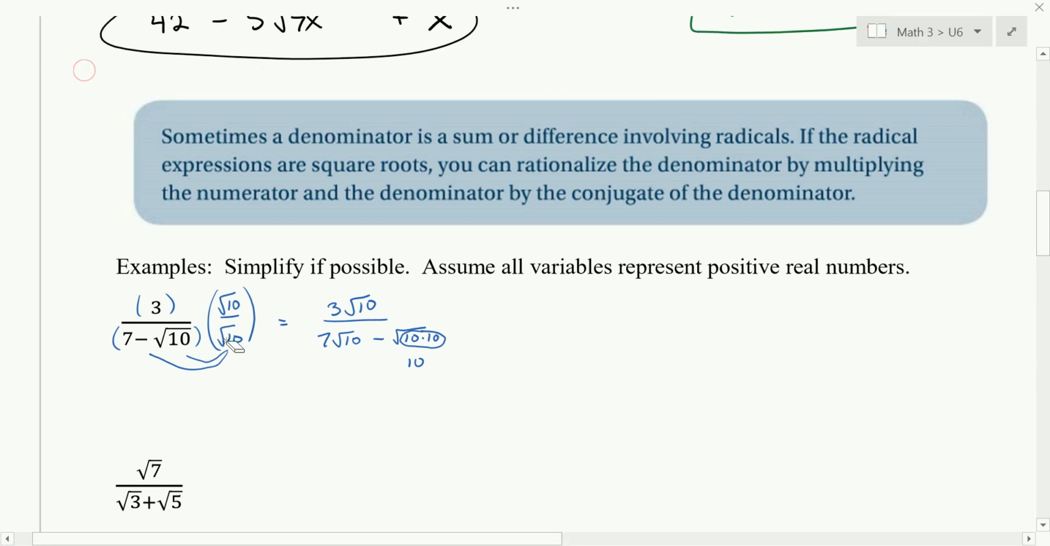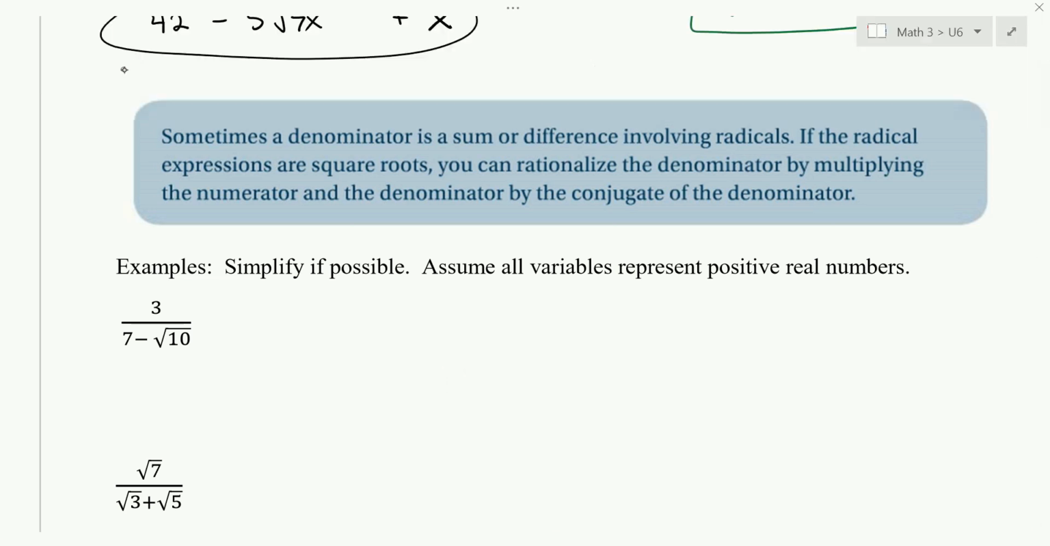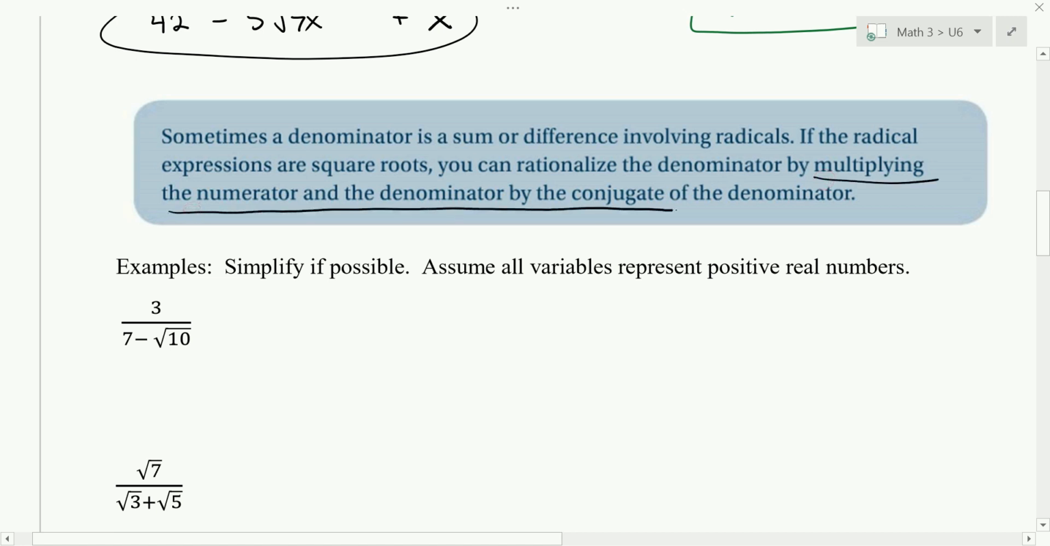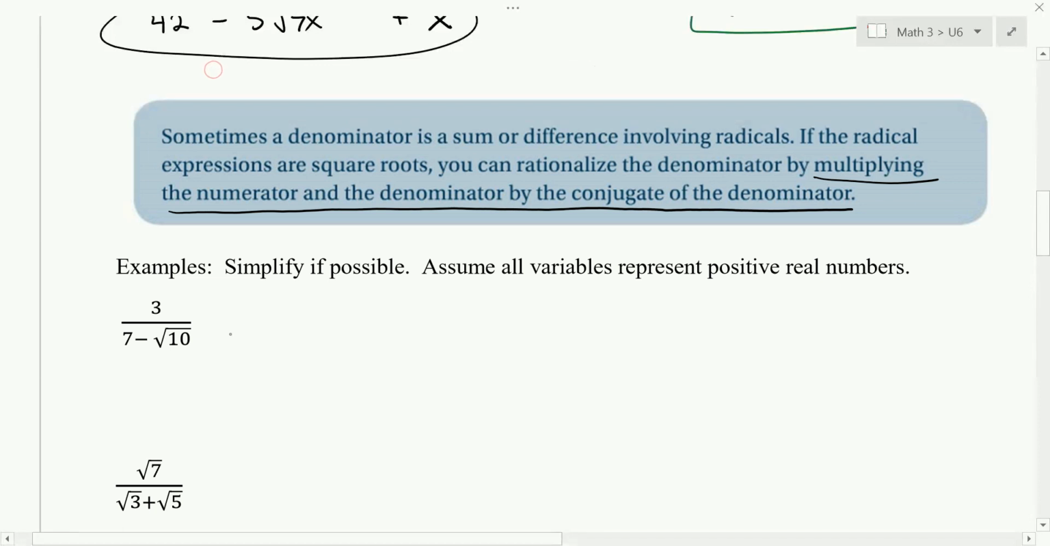It tells you what to multiply by. Okay, what does it say, guys? Multiply the numerator and the denominator by the conjugate of the denominator. Okay, so our denominator is 7 minus square root 10. What's the conjugate of the denominator? 7 plus square root 10.